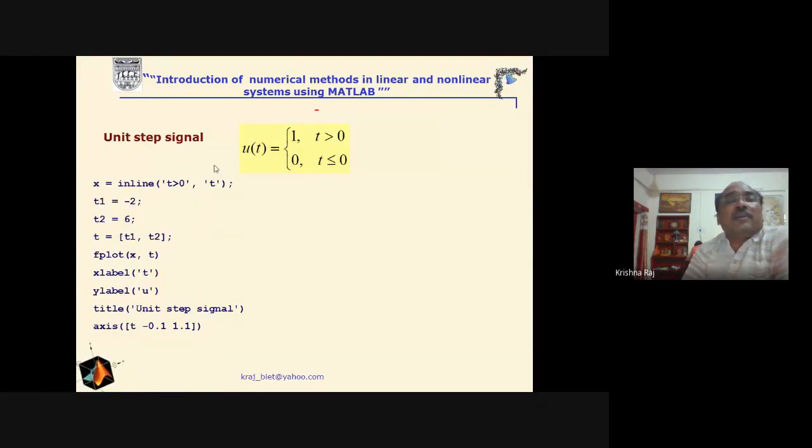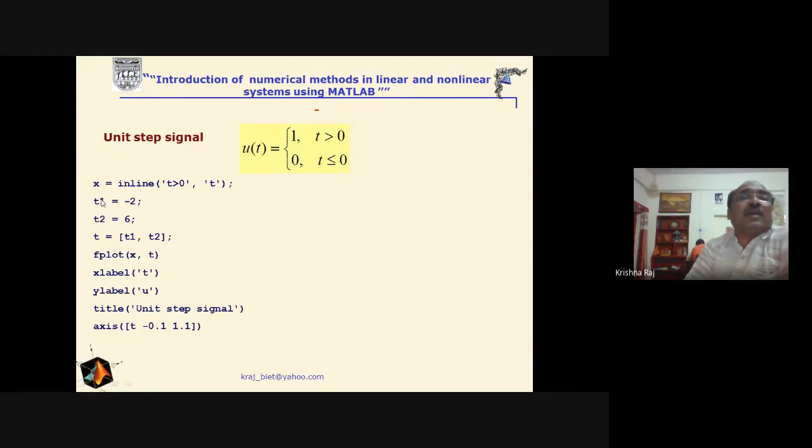Similarly, if we are interested in generating the unit step signal, it can be described mathematically as 1 for positive values of t, and 0 when the time is negative. That is a feasible signal. If any signal exists for t less than 0, then that is known as anti-causal. Here this is the causal signal.